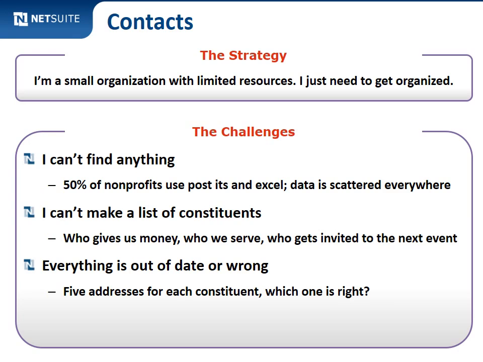If you can't make a list of constituents, if you ask yourself, who are we going to invite to the event next week, and it's 4 hours worth of meetings and 10 Excel sheets, then that's probably a problem that the contact strategy is aligned to. And everything is out of date or wrong. You say, I got 5 addresses. Who knows which one is really the right one? So that's the contact strategy kind of in a nutshell.